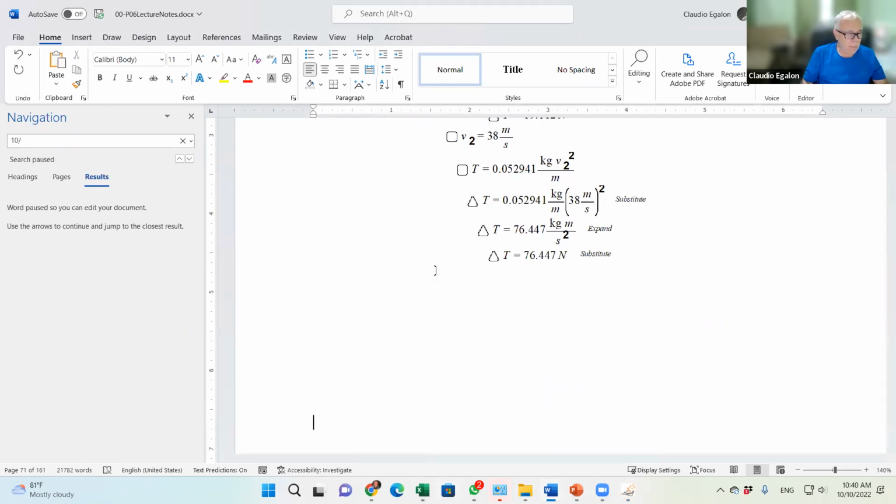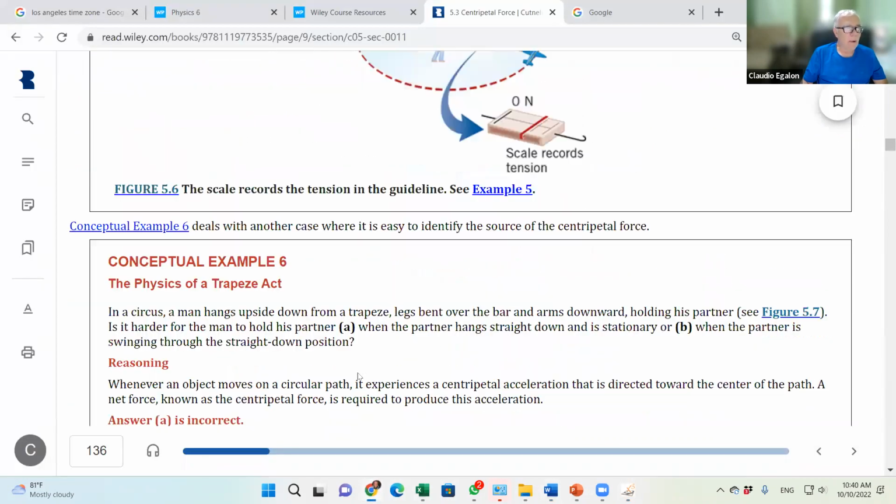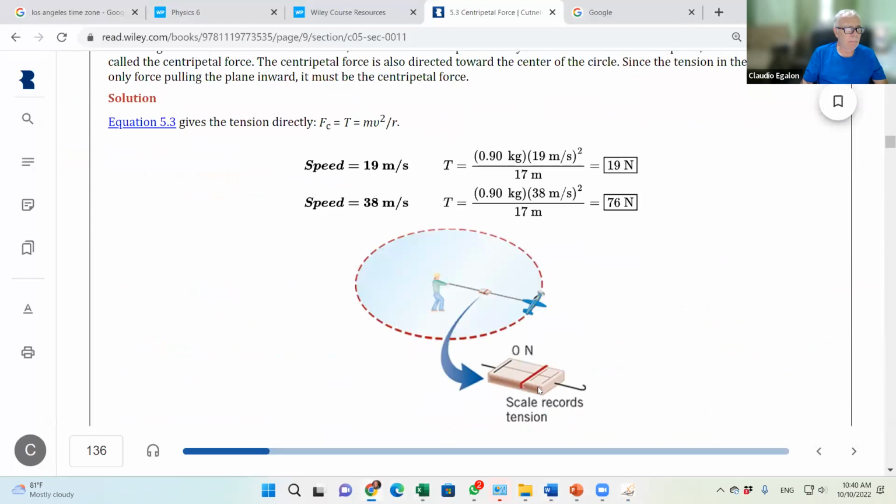There's another example that I like to discuss with my students. What does it mean to have that much tension? Well, it means that if you attach a scale to this string, that scale is going to indicate a force given by the values that we calculated, 19 newtons and 76 newtons.